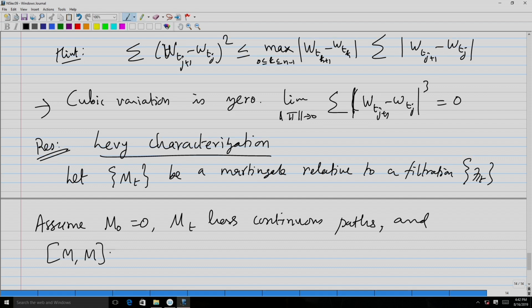the quadratic variation of M is equal to t for all t, then M t is a Brownian motion. Okay. Again you see M0 equal to 0, M t has continuous paths here also. The second, third and fourth properties are replaced by being a Martingale and the quadratic variation property that we have here in this case.